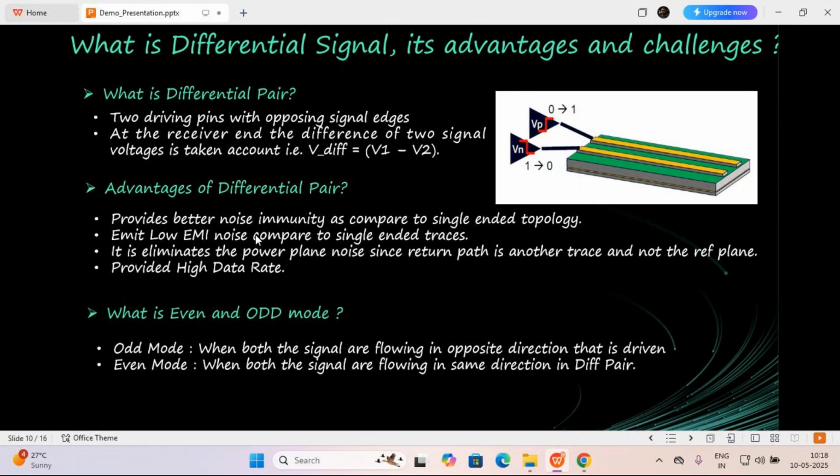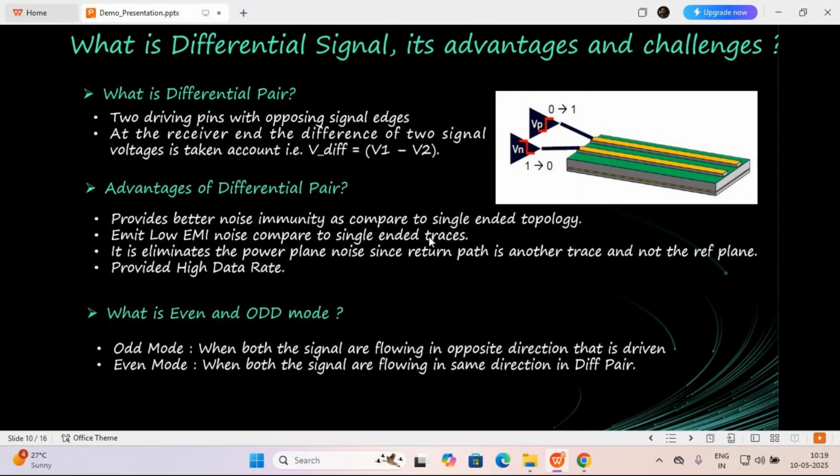Then second, it emits low EMI noise compared to single-ended traces. Low EMI noise means low electromagnetic interference, because both the magnetic couplings are getting cancelled by each other. So ultimately there is no emission of EMI. It eliminates the power plane noise, since the return path is another trace and not the reference plane.